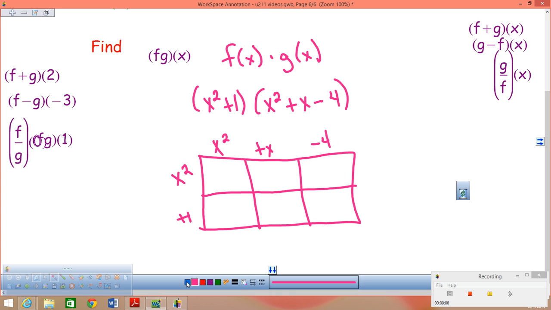Change colors here. Okay, x squared times x squared. Let me remind you, because some of you struggle with this. X squared means x times x. And this x squared means x times x. So right here I'm doing x times x times x times x, which is x to the 4th. Okay? I've got x squared times x, which is 1, 2, 3 x's multiplied, so that's x cubed. I've got x squared times minus 4, so that's negative 4x squared. Right here, x squared times 1, that would be x squared.